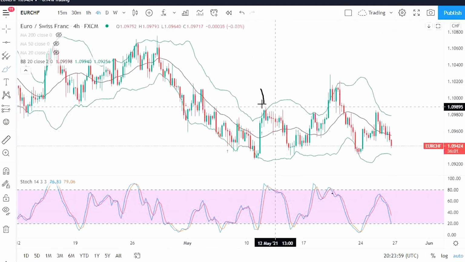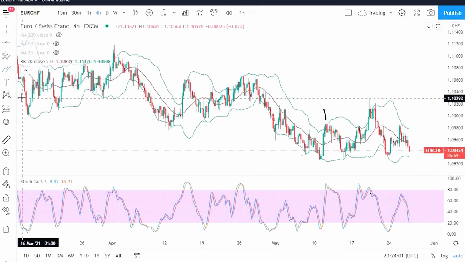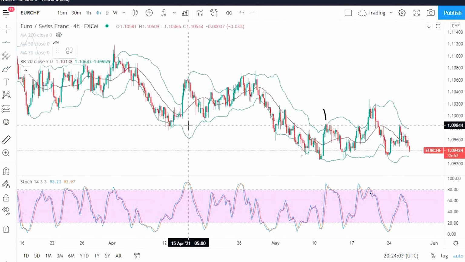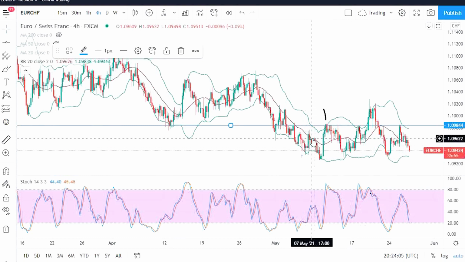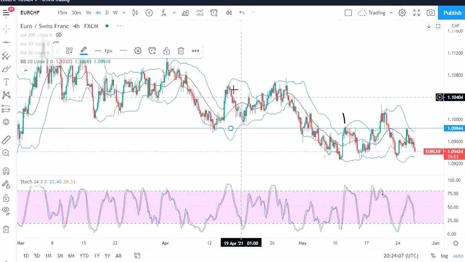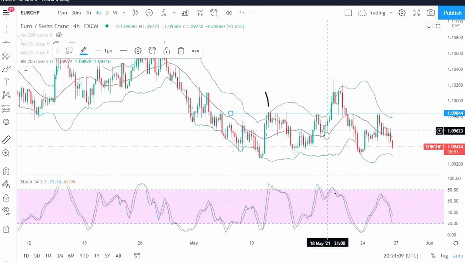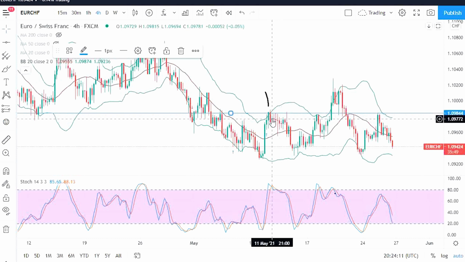So this one, we had an entry here. Sure enough, it's right at this level as well. So it's kind of a little break and retest entry as well. So that's a good one. I missed that. I don't have a reason.